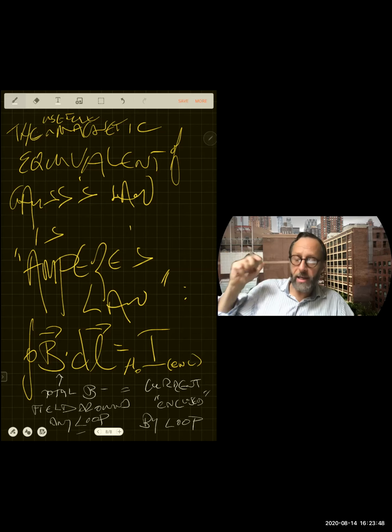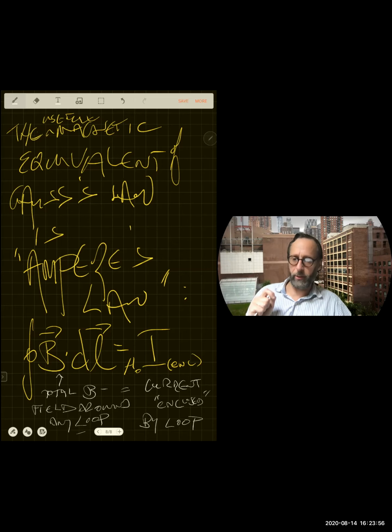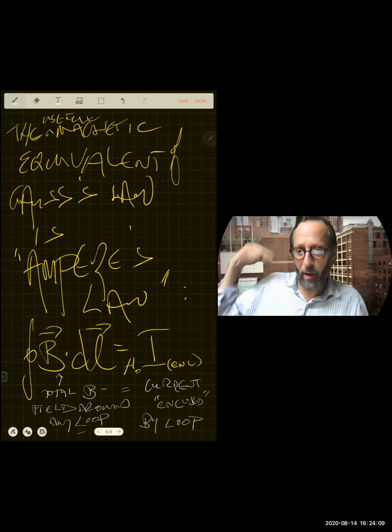A loop is fully determined, fully equal, modulo a constant, to all the amount of current that you find enclosed by that loop. Now, what does enclosed mean? There is a technical point, which I will get to, but largely what enclosed means is whatever current flowed through the open area bounded by the loop.